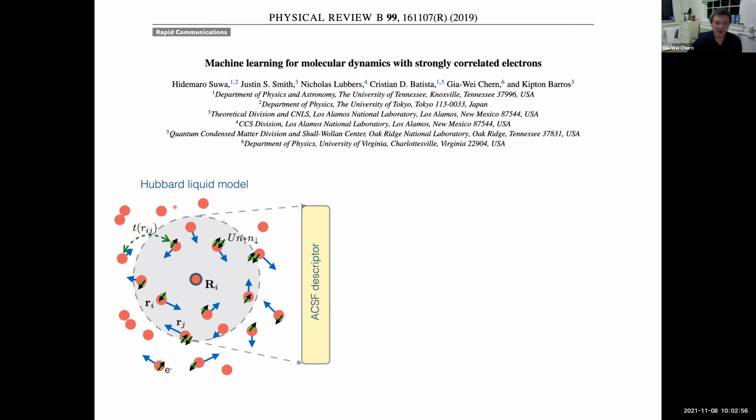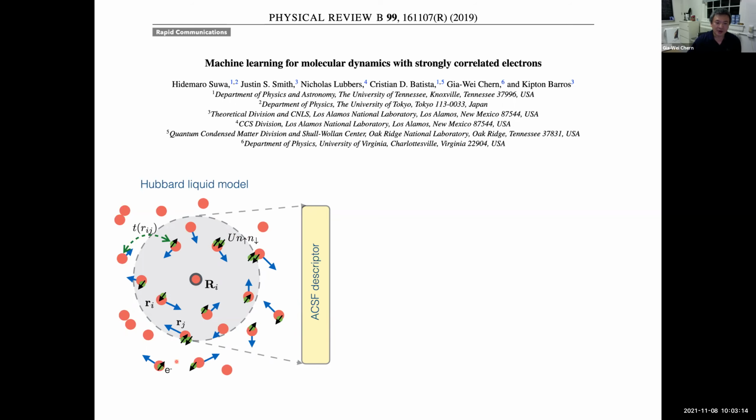The central idea is very similar to the one we discussed for the double exchange model. So again, for example, if we want to compute the force of this atom, we assume the local energy only depends on the neighborhood around this atom.